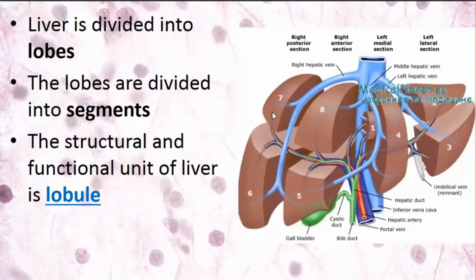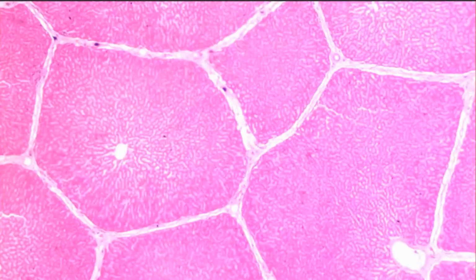And let's begin from anatomy and microanatomy of liver. So liver is divided into lobes. We have 4 lobes, and lobes of liver are divided into segments. Here we can see segments of liver, but segments are also divided into smaller units, and the structural and functional unit of liver is lobule.